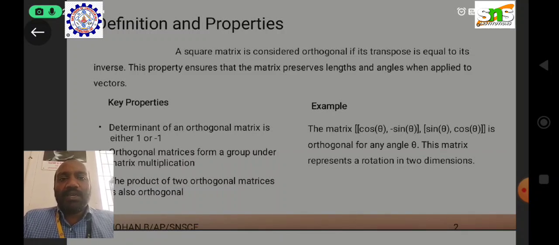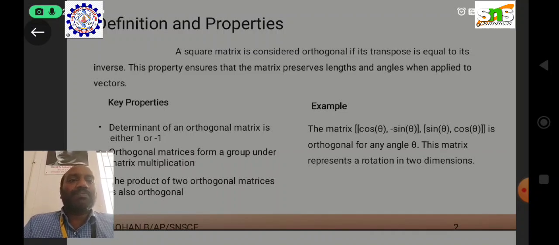It's a very important thing: the product of two orthogonal matrices is also orthogonal. We take one orthogonal matrix and another orthogonal matrix, so both are orthogonal. Let A be an orthogonal matrix and B also an orthogonal matrix. The product A into B is also an orthogonal matrix.